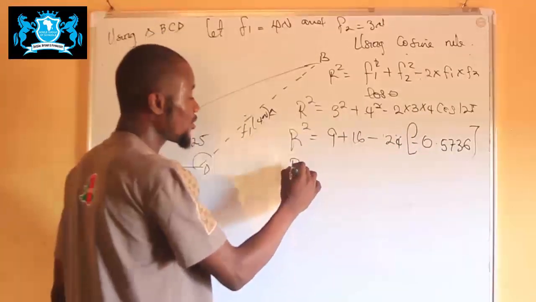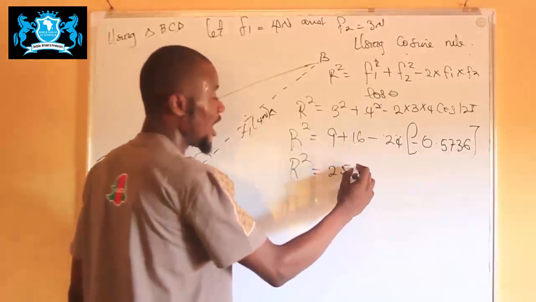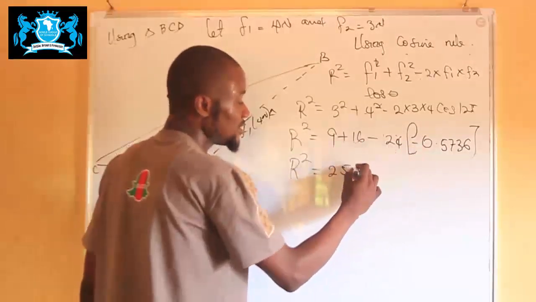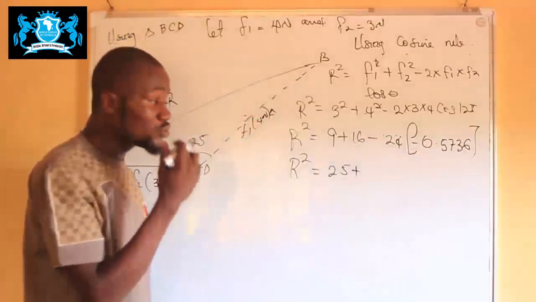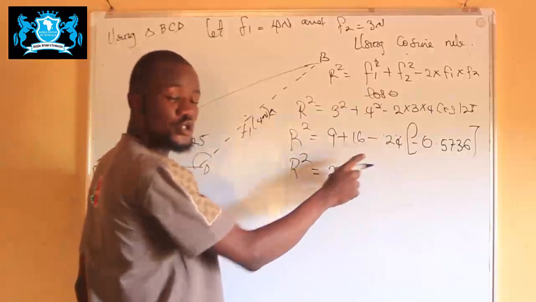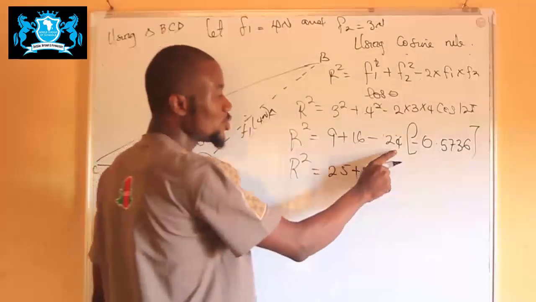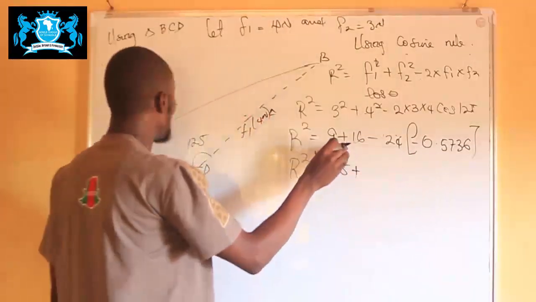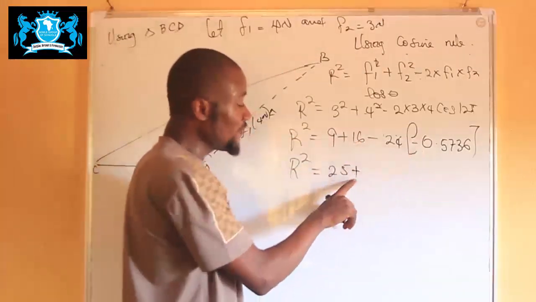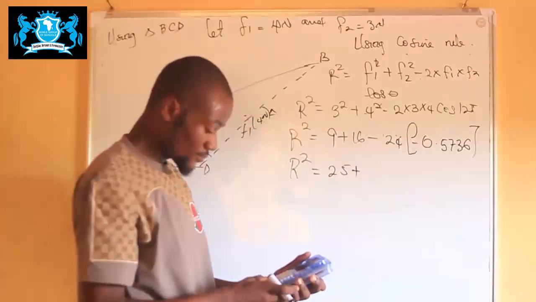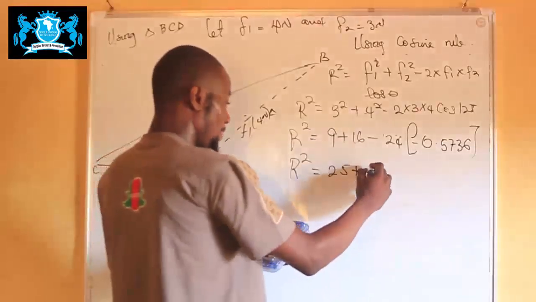Now we have that r square equals 9 plus 16 is 25, minus times minus is now plus 24 times 0.5736. Some students will go and do 9 plus 16 minus 24. No, it's very bad. We are applying the use of BODMAS. Remember that this 24 is attached to this thing. So first of all, you add 9 plus 16 giving you 25, then minus times minus will give you plus 24 times 0.5736.